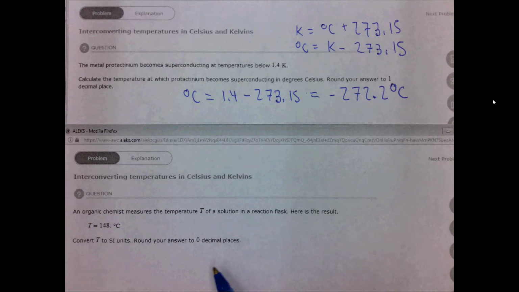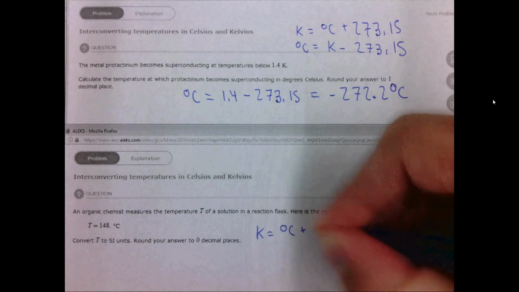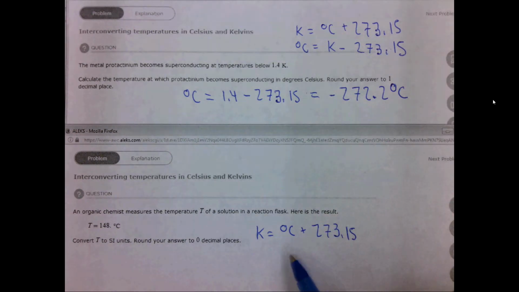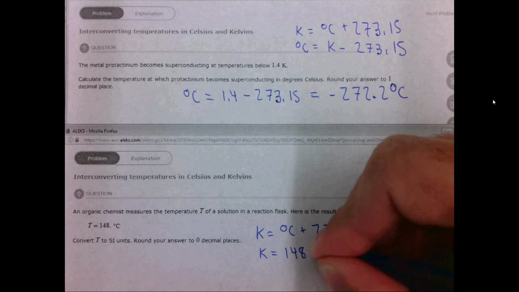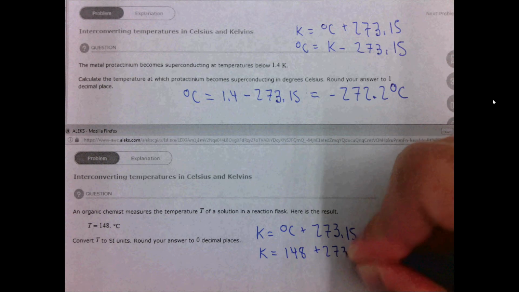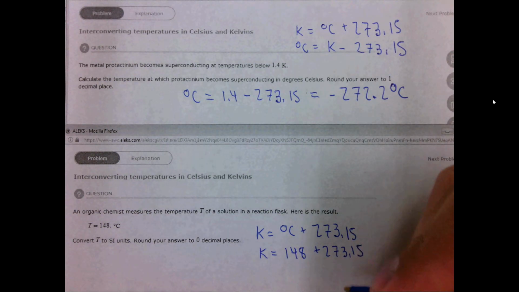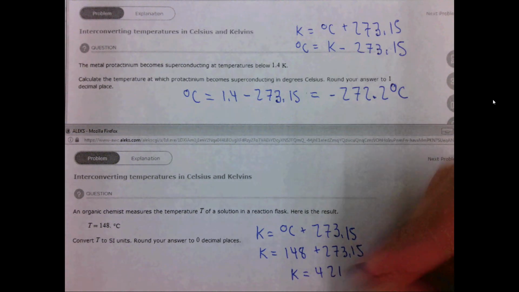In the bottom question, it's very similar, except in this case, we're given the temperature in Celsius. So K equals degrees C plus 273.15. In the chemistry lab, this is much more common. We measure the temperature in Celsius and then we convert it to Kelvin for some calculations. So in this case, K equals 148 plus 273.15, and here we have no decimal places, so we're going to report our answer to no decimal places. So the Kelvin temperature here is 421 Kelvin.